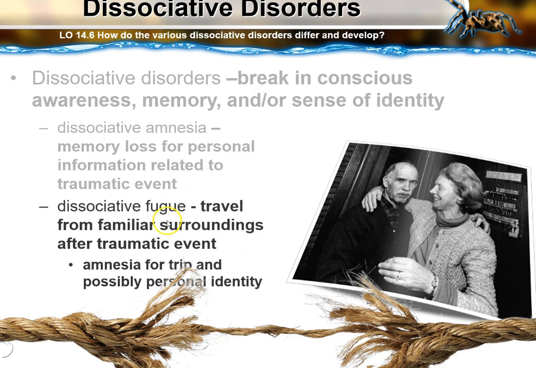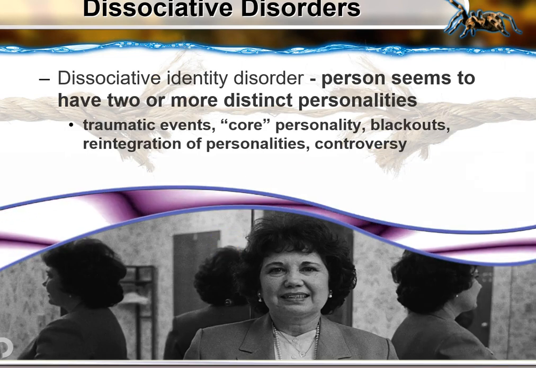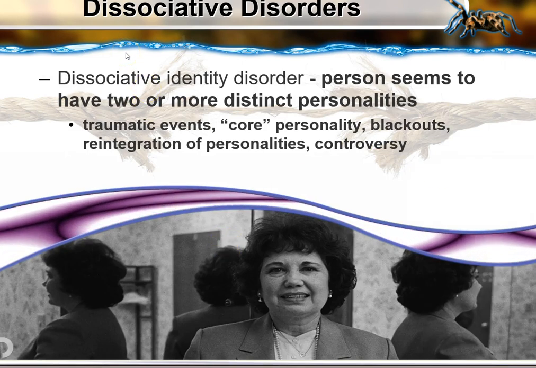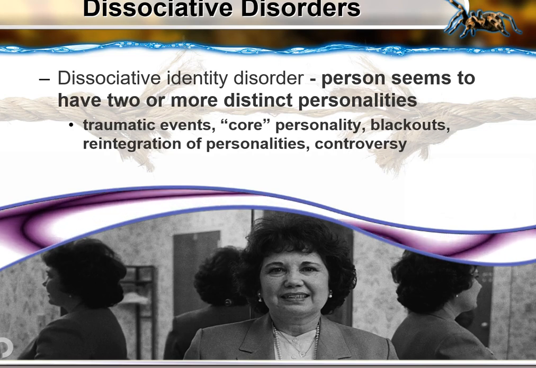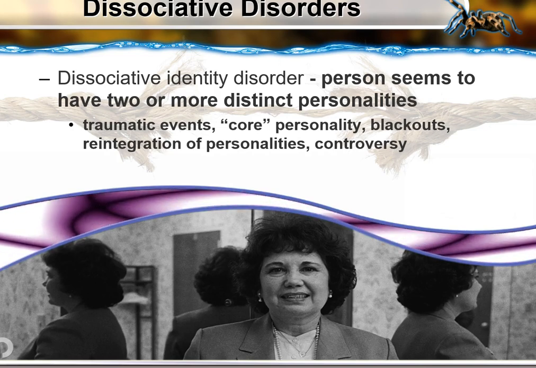So this is a sort of dissociative amnesia, where a person can have memory loss for personal information related to a traumatic event. A dissociative fugue would be in the same diagnostic category, but it is somewhat different in that here a person will sort of blank out. They may just start walking or running, maybe even getting their car and traveling somewhere without any recollection of this. They would have amnesia for the trip and even possibly personal identity during the trip. So dissociative identity disorder was formerly known as multiple personality disorder in the 80s. The name was changed, and here a person seems to have two or more distinct personalities.